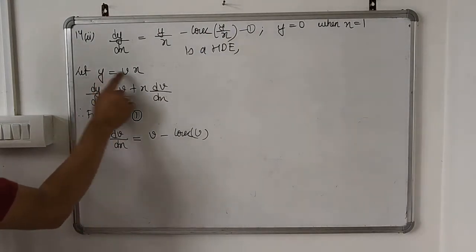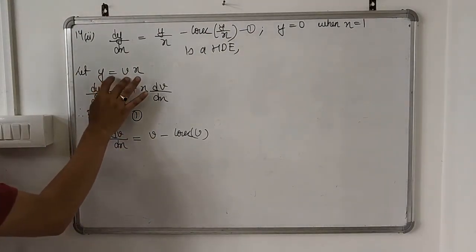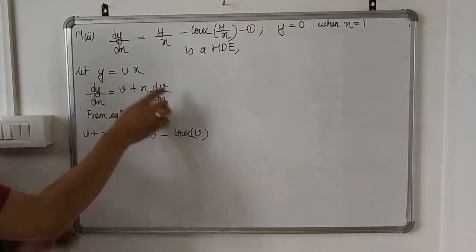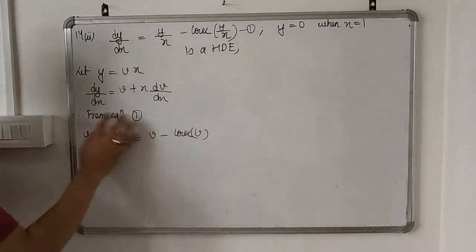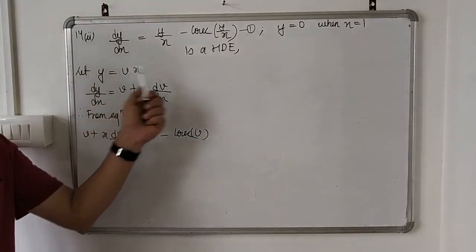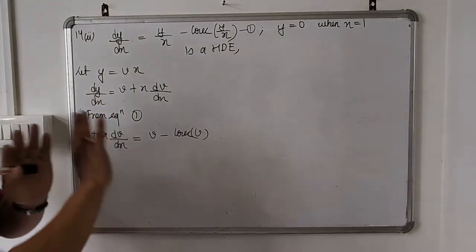Okay. So let y equals vx straight away. So dy by dx, differentiating both sides with respect to x: v plus x dv by dx. I hope you are clear with this. Every time the value for dy by dx will be v plus x dv by dx if it is a homogeneous differential equation. Okay, you don't have to worry about that.